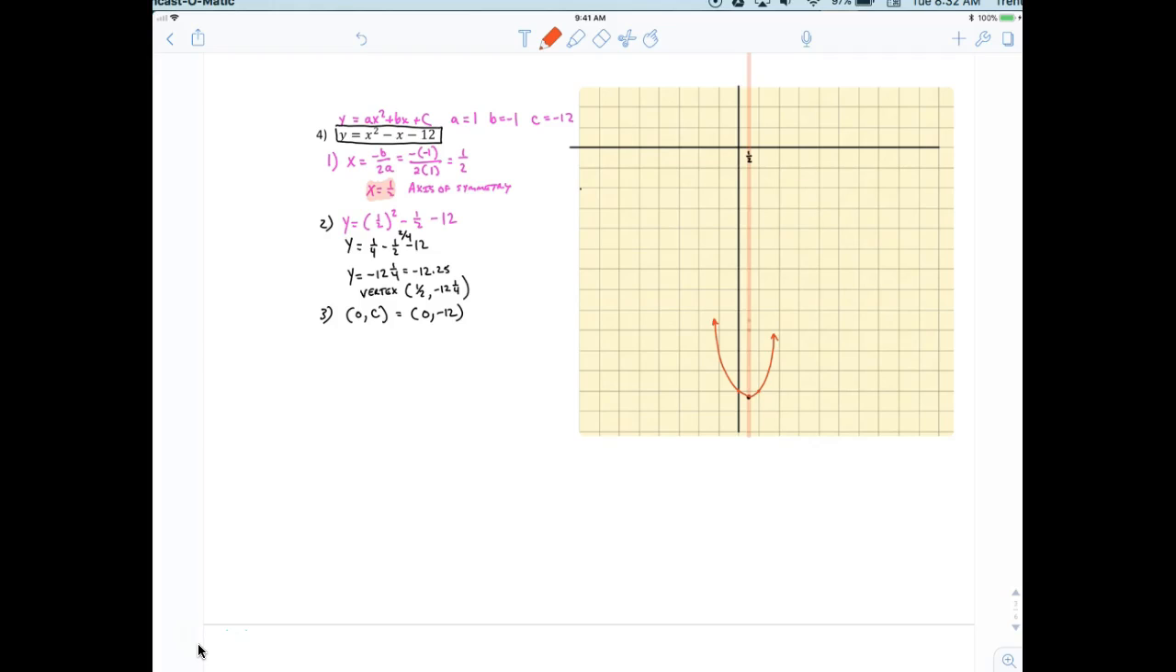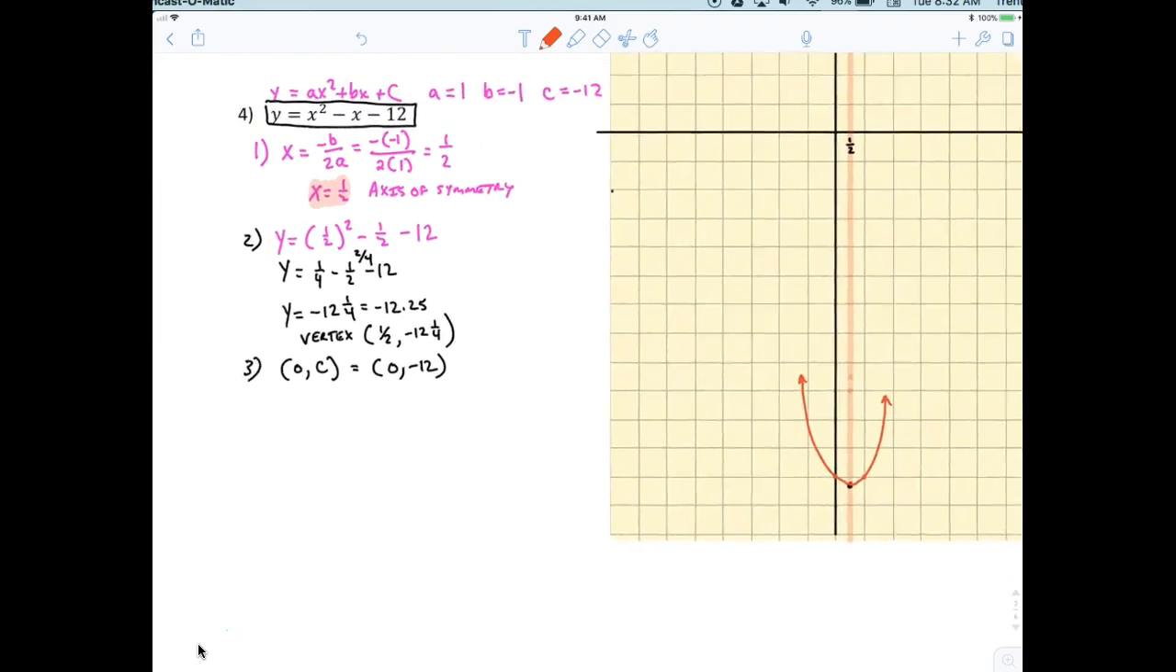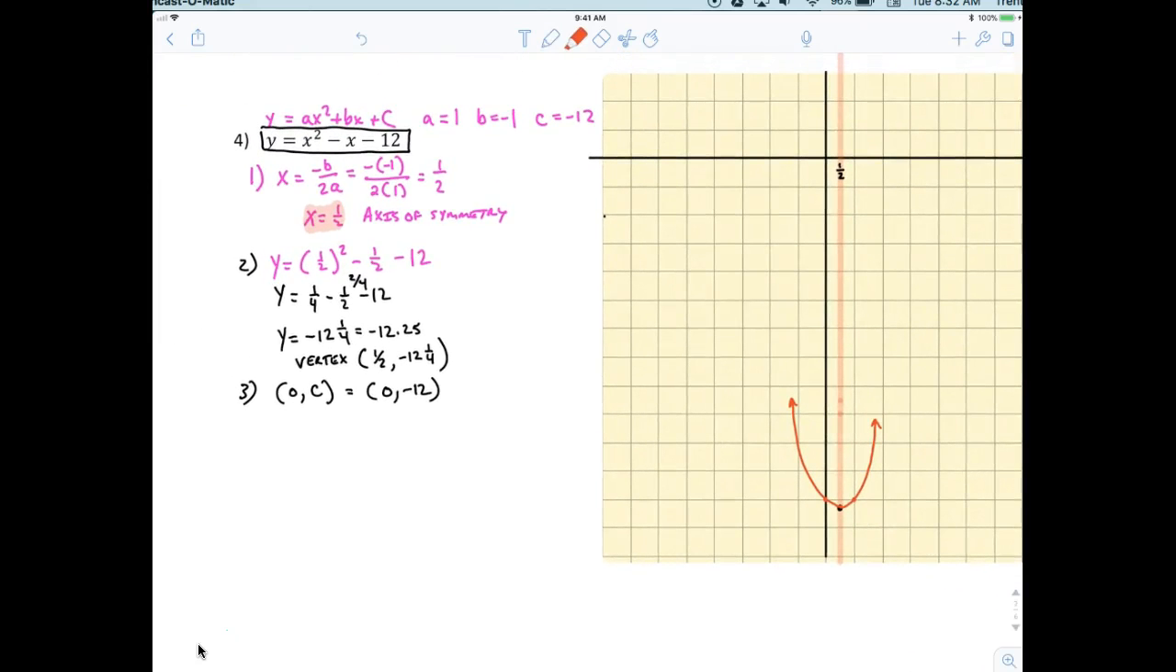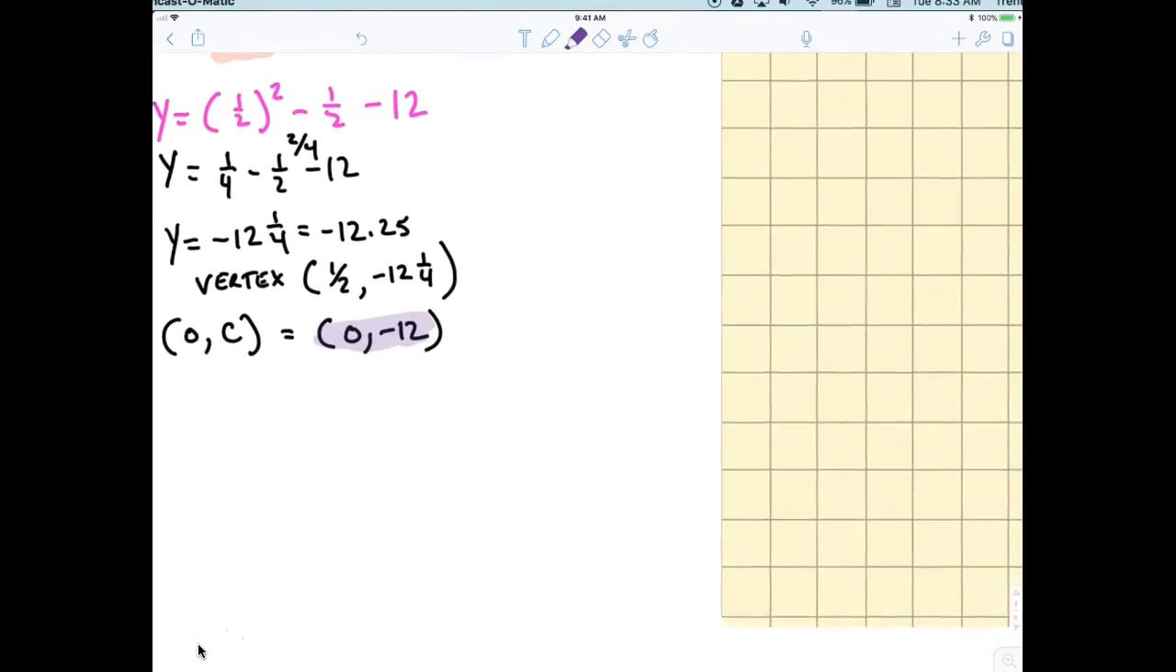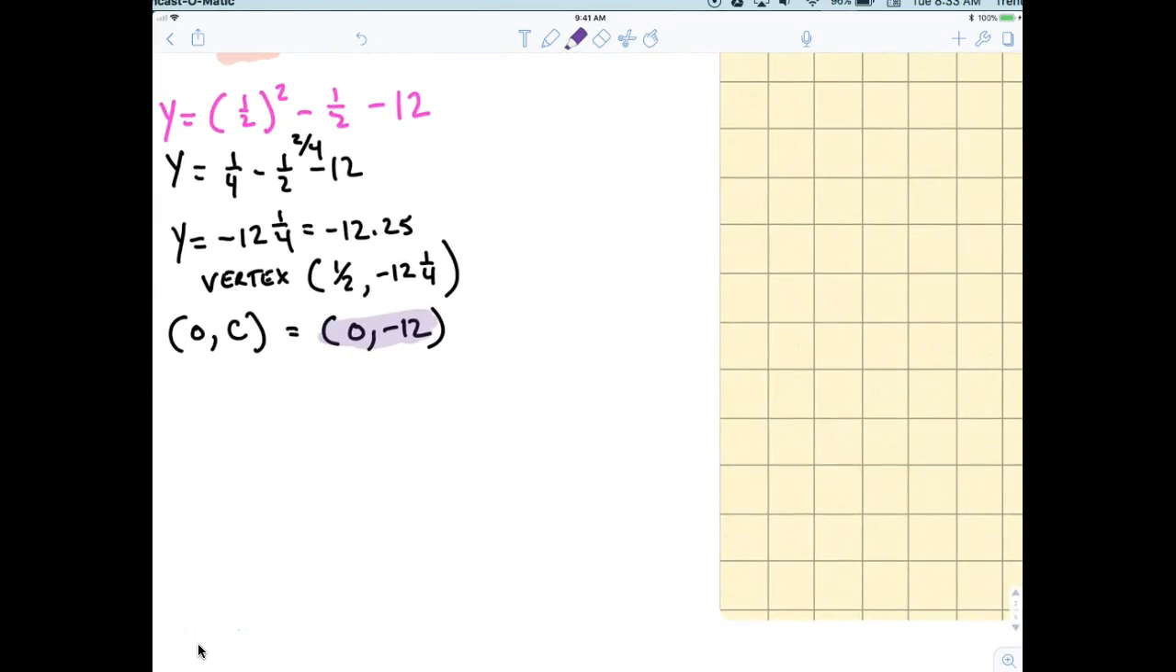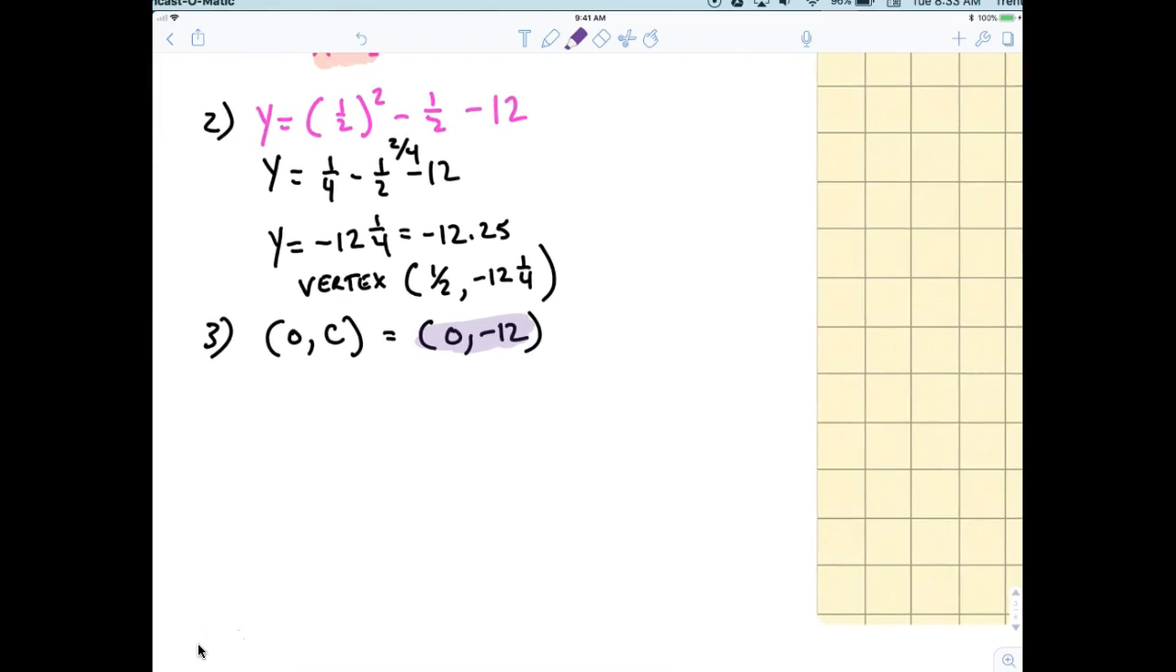Yes, sir. I have a question. Okay. You don't understand how I got negative 12? No, from step 2 you got negative 12, right? No. This right here, watch. This C is negative 12, do you agree? Yeah. That's what the y-intercept is. That's how I'm getting that. Now, do you not understand where I got negative 12 and 1/4? No, I just solved that equation to get negative 12 and 1/4.